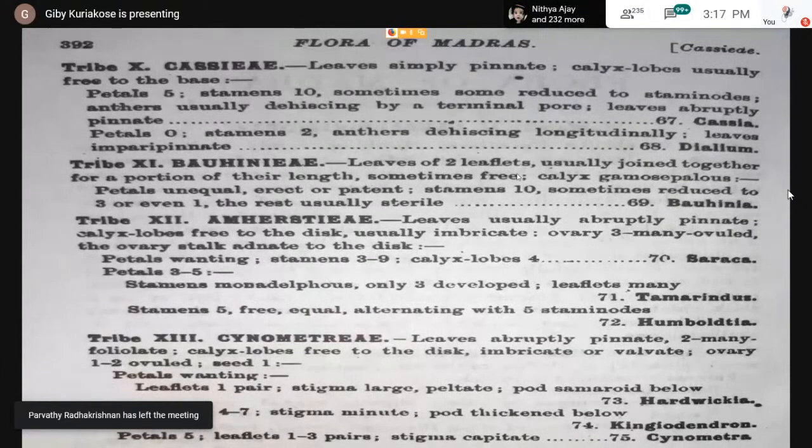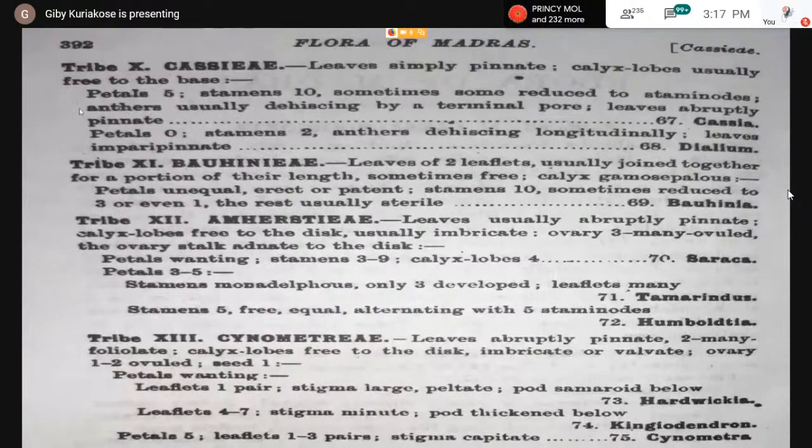Okay, leaves of 2 leaflets, no. Leaves usually abruptly pinnate, no. So I stick on to Cassia, and then petals 5, here petals 0. Okay, then I can easily go to the genus Cassia.